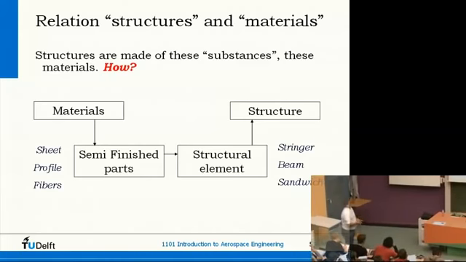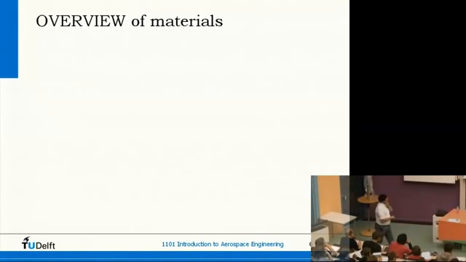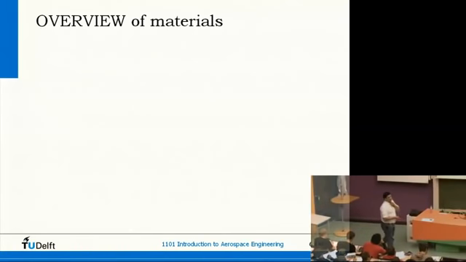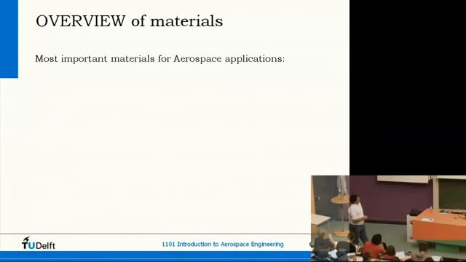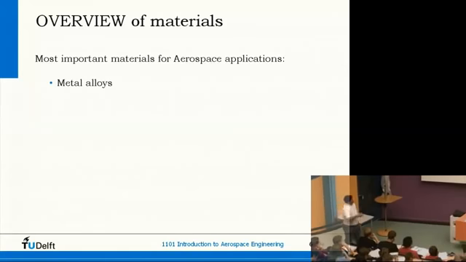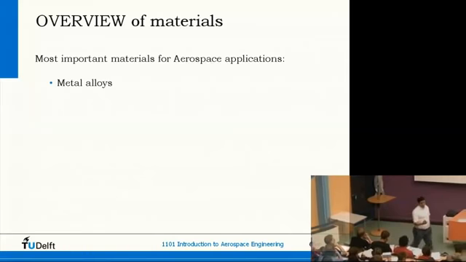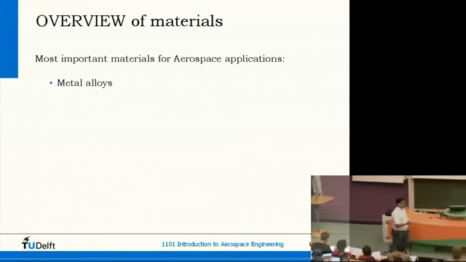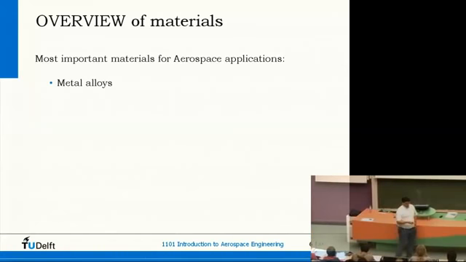Okay, let's zoom in a little bit in materials. If we look at materials, there are a number of main groups, so to say. First of all, we do have the metal alloys. And not all metal alloys are significant for aerospace. You will see later on. But this is a very big group. It contains steel, zinc, lead, aluminum, magnesium, all kinds of metal alloys.